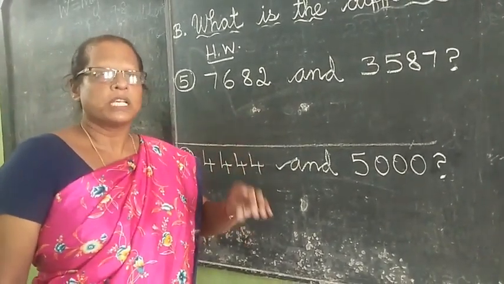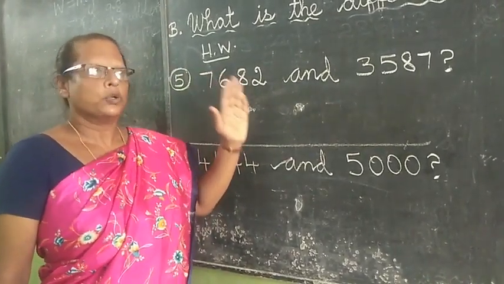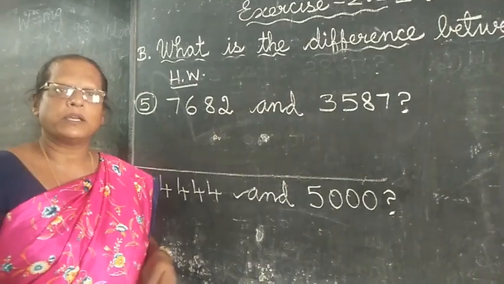So total 4 sums. You can send only the homework. No need to send all the other sums. You can send only these 4 sums to my WhatsApp number.